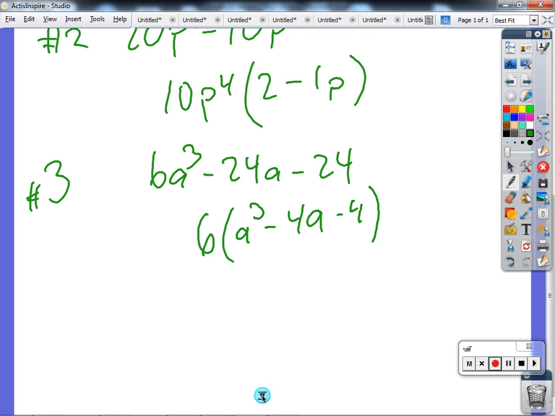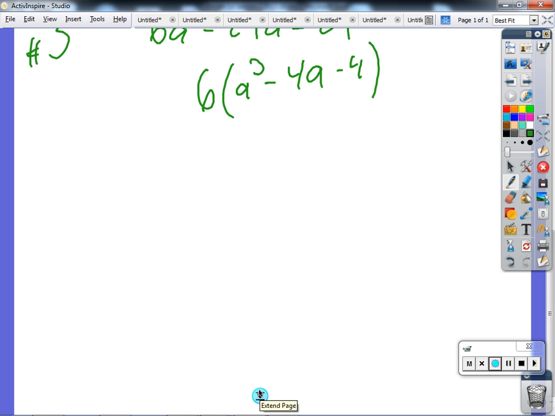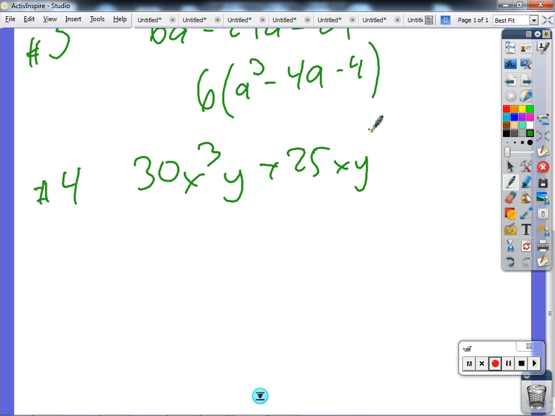Number 4: 30x cubed y plus 25xy squared plus 10xy squared. Alright. So, Miss Hates, are you okay? If you need to do the factor trees, we can do them. Do you know what 30, 25, and 10 all have in common? They all have a 5.